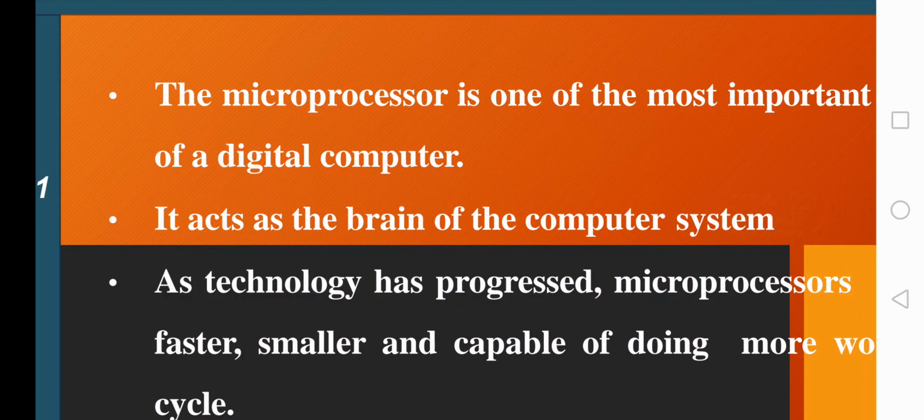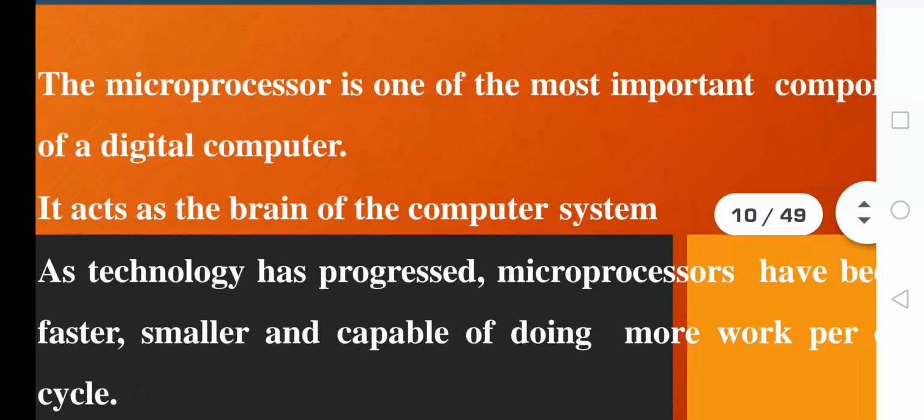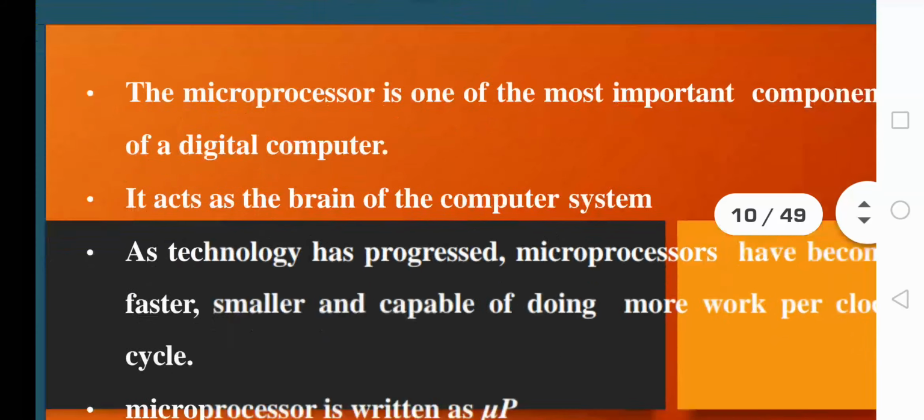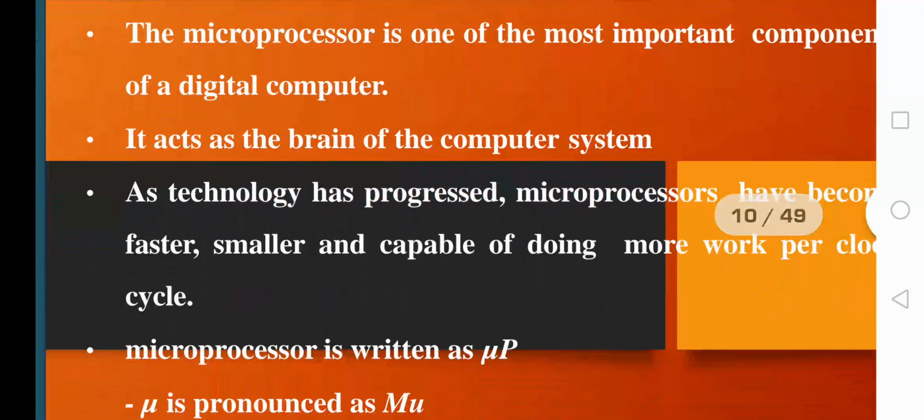The microprocessor alone, which is present within the motherboard of the CPU box, is going to do the complicated task. Hence we can say that this microprocessor is the most important component of a digital computer. It can also be called the brain of the computer. You know why it is called so.